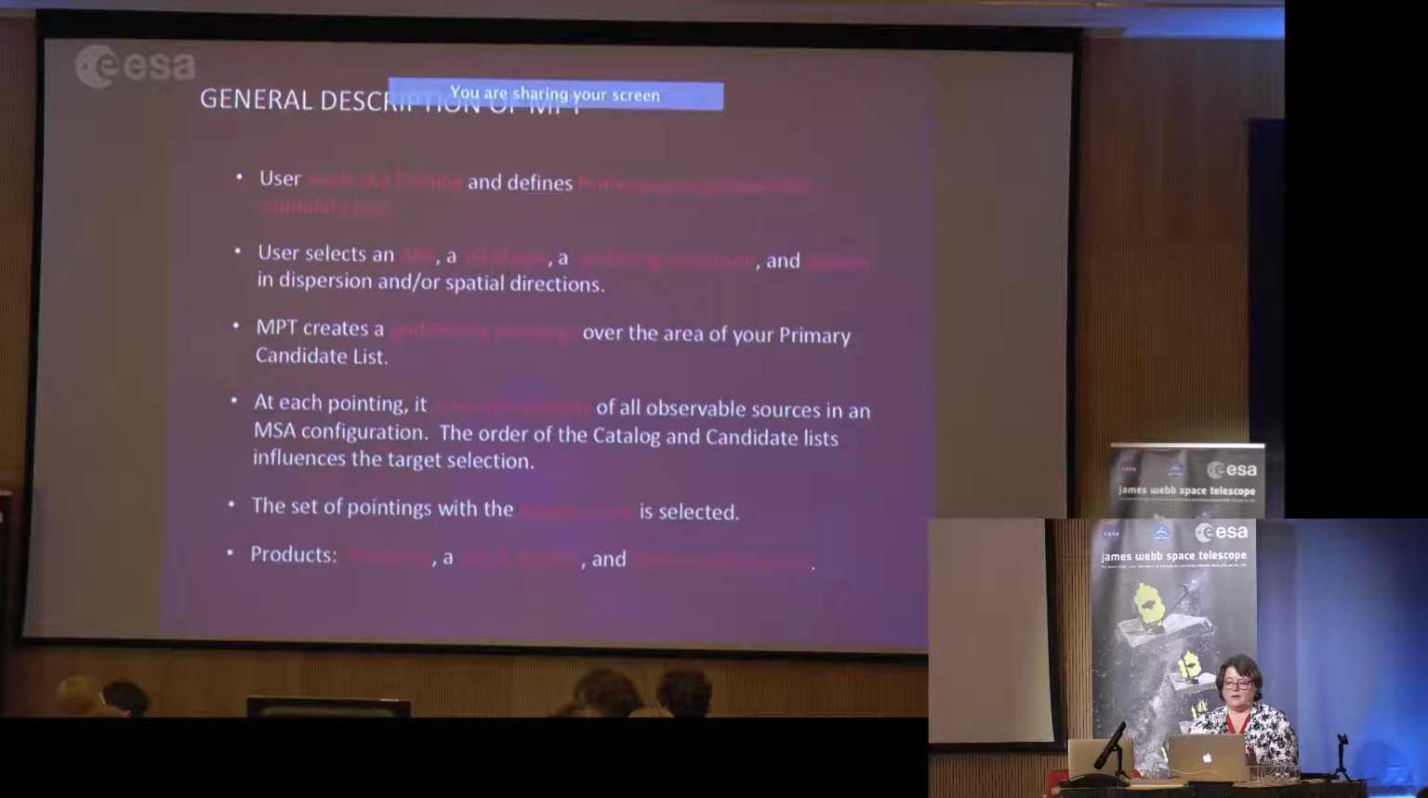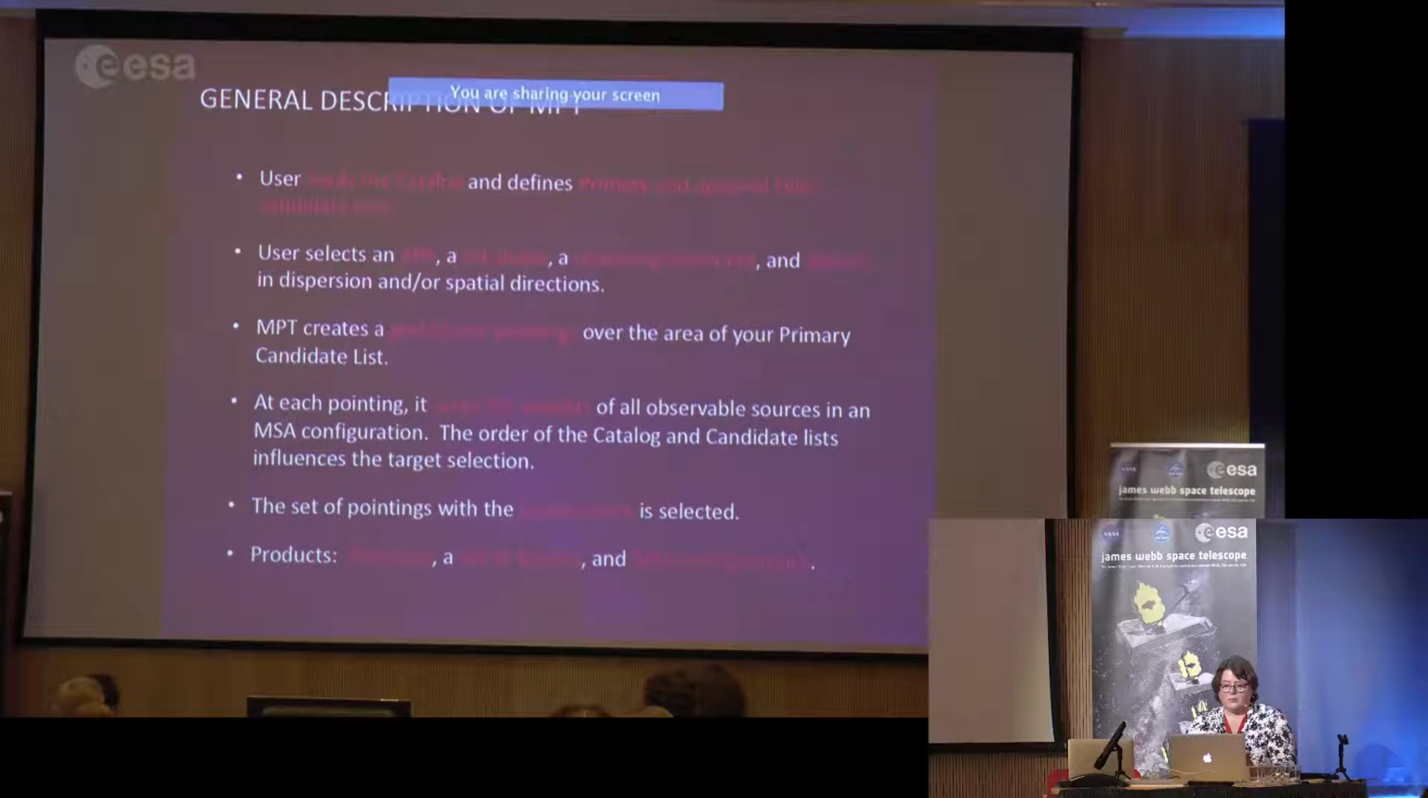Now here, I wanted to point out that the top-down ordering of sources within your catalog actually matters, because when it's going to build the MSA configuration and determine how many sources it can get into that configuration, it starts at the top of the list. It just adds sources into operable shutters one at a time. So the ordering matters.